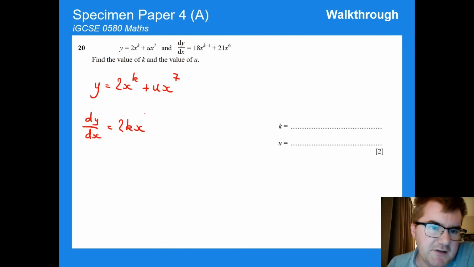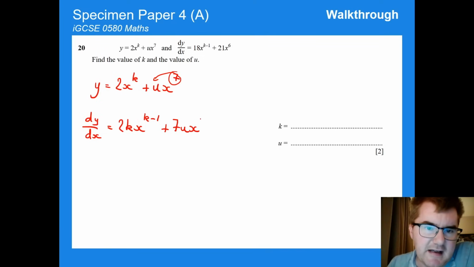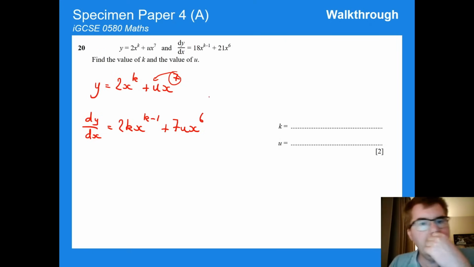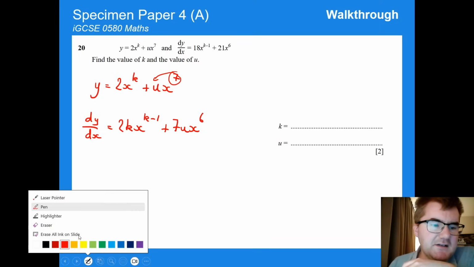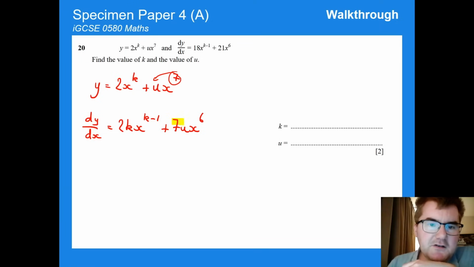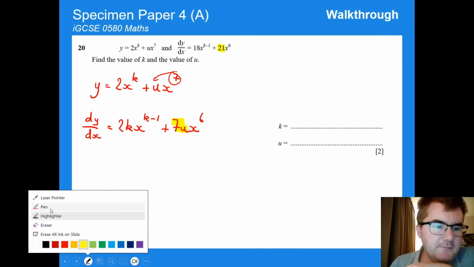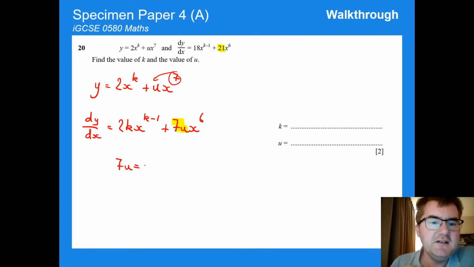And then we reduce the index by 1, so k minus 1. And then we do the same here, so we bring the 7 to the front, so we get 7u, and then reduce this by 1, so x to the power of 6. Okay, and then we just compare what the answer is to what we have. So let's start with the u's. So notice we've got a 7u here, and the answer here they've got 21. That means then that 7u is equal to 21, and so u is 3.